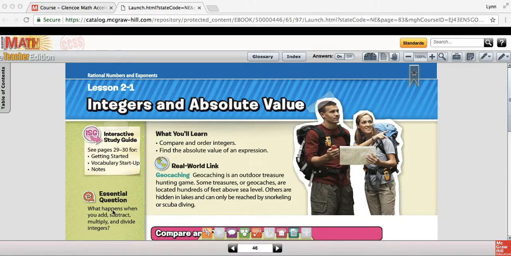The essential question for Chapter 2 is what happens when you add, subtract, multiply, and divide integers. In Lesson 2.1, you'll be looking at integers and absolute value. You will learn how to compare and order integers and find the absolute value of an expression.